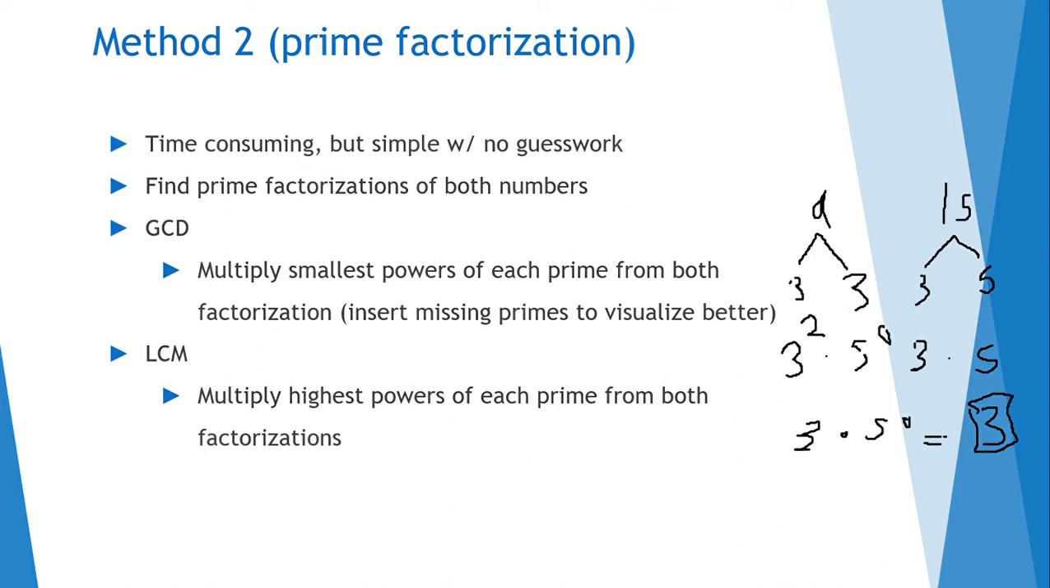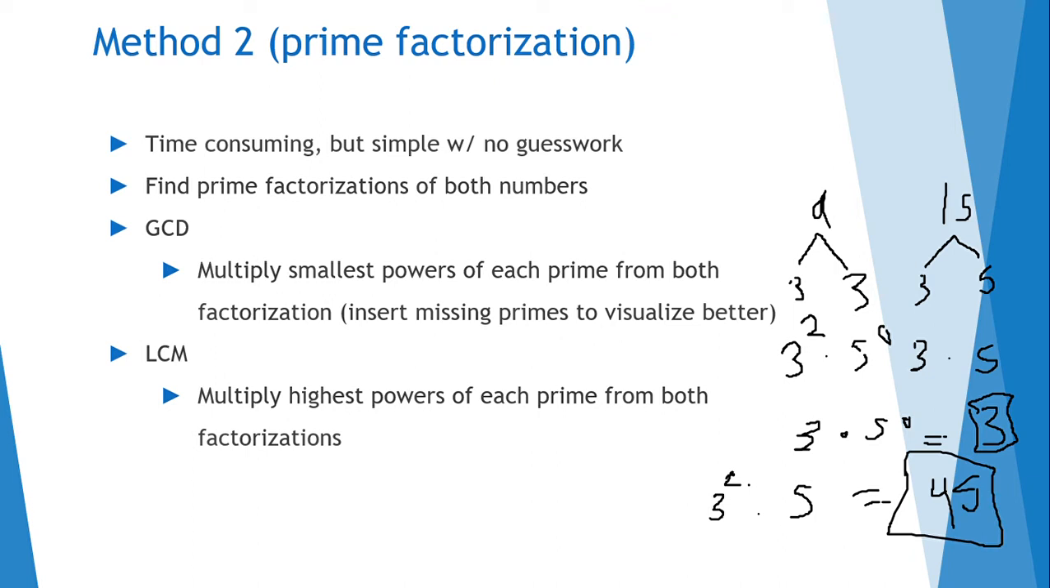Now for LCM, we're going to multiply the highest power of each prime from both factorizations. This method is very good if you need to find both the GCD and LCM of two numbers, because once you do the work for GCD, it's very easy to calculate LCM, and vice versa. So the highest powers of each prime. The highest power of 3 would be 3 to the second. The highest power of 5 would be 5. And we'll get 3 to the second times 5, which is 9 times 5, which is 45, which is exactly what we got last time, so we know it's correct.